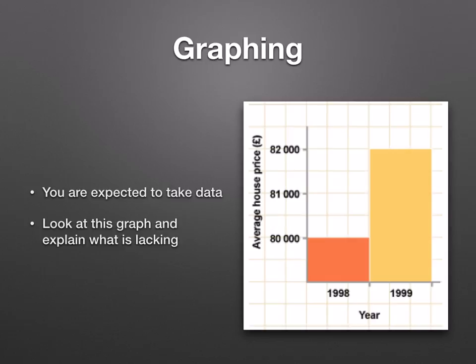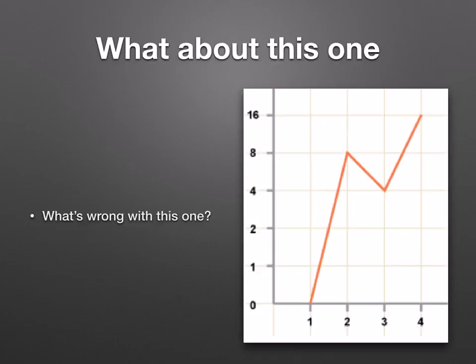Graphing. I showed you this graph, and I asked you to tell me what was wrong with it. A lot of you missed the simple fact there's no title. Yes, the axis is labeled. Yes, it's straight on. Yes, you can read what's going on there. But the average house prices of where? Where are we talking about? You will lose points on your tests, on your lab book, for not putting titles on your graphs.